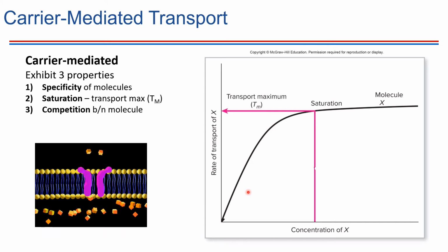You can think of it like kids going on a bus. There's a door on the bus. You can have a bunch of kids waiting to get on or to get off the bus, but only so many can fit through at a time. That's going to be your rate of transport. And it's what we call a saturation, our transport maximum, saying what our fastest rate of transport is going to be through that protein. So if you have an X, the rate of transport will be some level here.